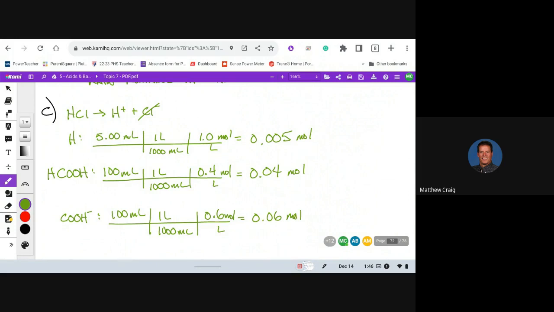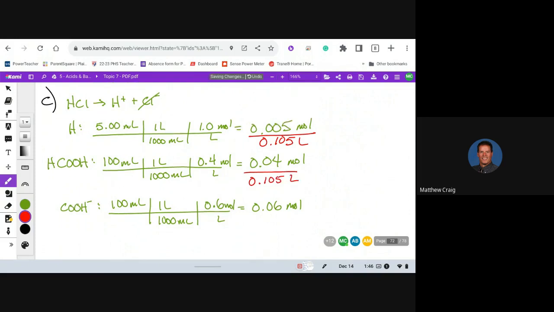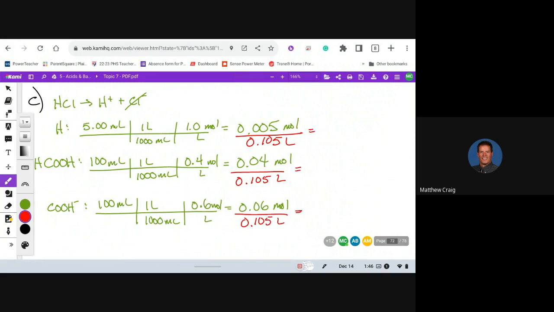And then, so what is the total volume? Be careful. 105. Yes. Not 205. Okay. So 0.105 liters. Remember that the HCOOH and the COOH were already in that 1,000 milliliters or a liter. 105. So let's get some numbers here.